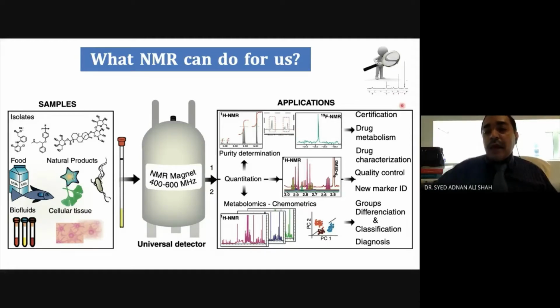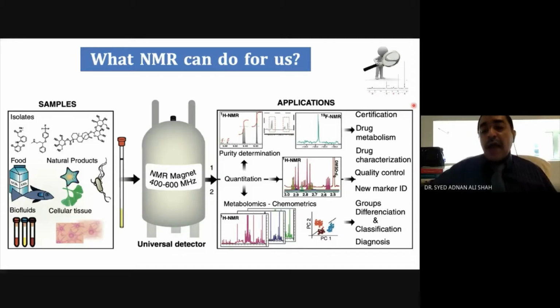And then drug metabolism can be studied through this NMR, drug characterization, quality control, identification, group differentiation. For example, if you take the urine sample of 20 or 25 people, you can differentiate them phenotypically on the basis of the metabolites, with the help of this instrument.